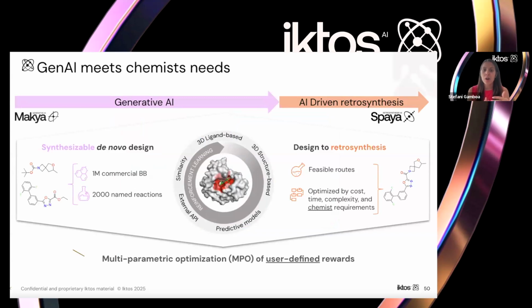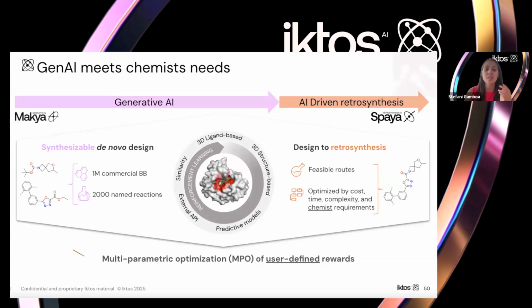As we discussed before, our approach to generative AI goes beyond simply generating molecules. Our target is to generate synthesizable molecules to accelerate the DMTA cycle. So to do so, we work with a data set of 1 billion building blocks and 2,000 named reactions. In this way, we are incorporating chemistry in our GenAI technology. So we leverage the power of chemistry information to generate molecules which are synthesizable by design. And then these molecules can be optimized against the multi-parametric optimizations that we discussed before.